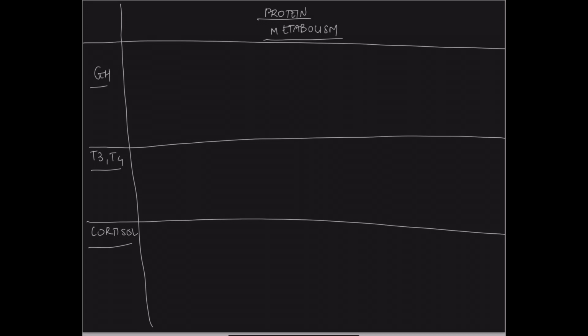Starting with GH, it is a protein anabolic hormone. Also, it has a positive nitrogen and positive phosphorus balance.